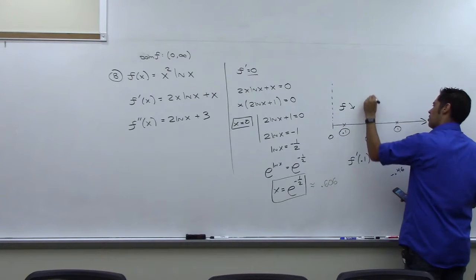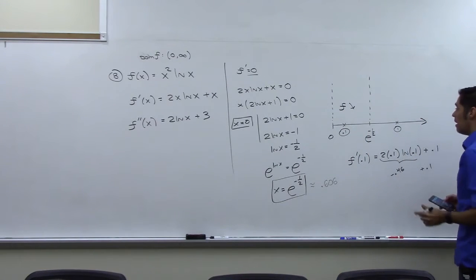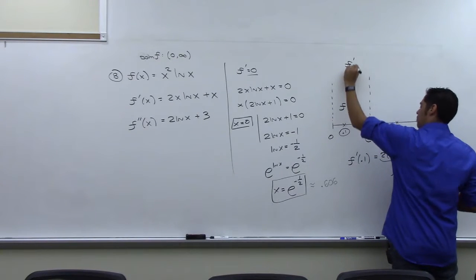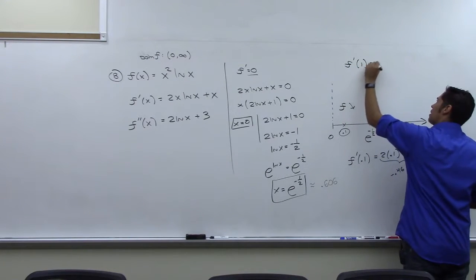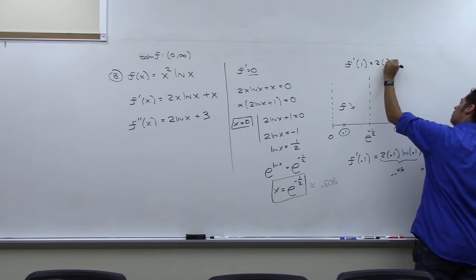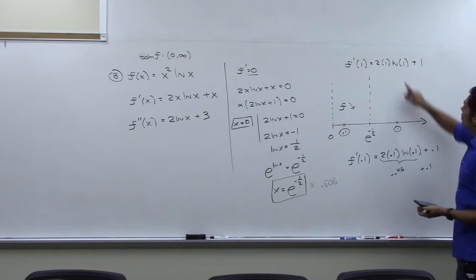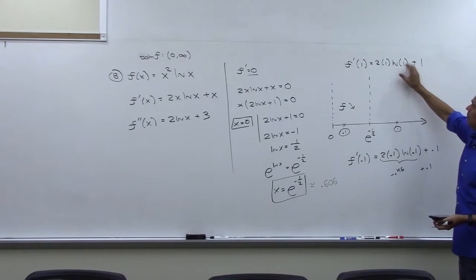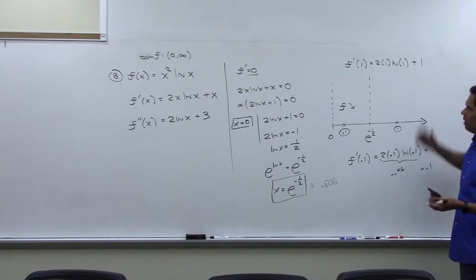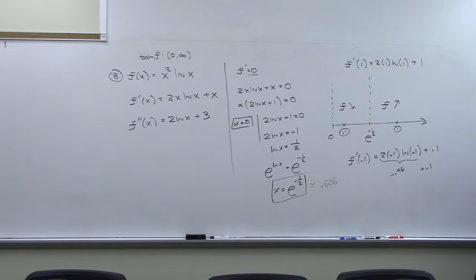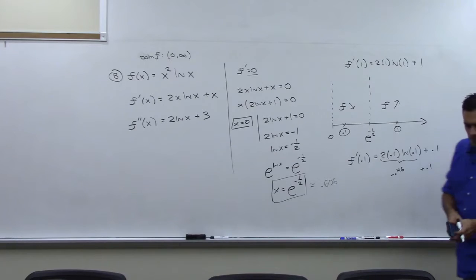Oops, I forgot to partition. And then I need to plug in 1. F prime of 1 is going to be 2 times 1 times natural log 1 plus 1. Natural log of 1 is 0. Gone. Plus 1. That's positive. Original function is going up here. Local min, I see it.